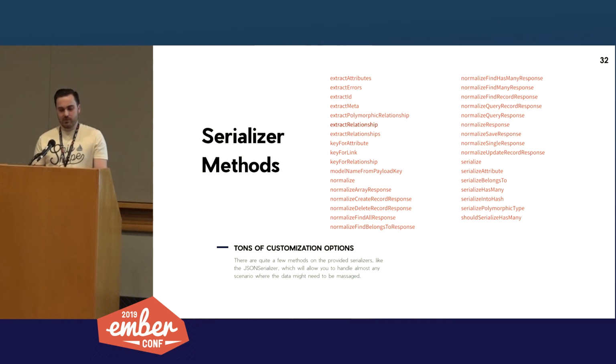So there's a ton of serializer methods you can use. We didn't go over all of them, but you can pretty much do anything you want to customize pretty much everything. You can do keys for relationships, model names, etc. You can pretty much handle all the cases you could possibly have with a non-compliant API.